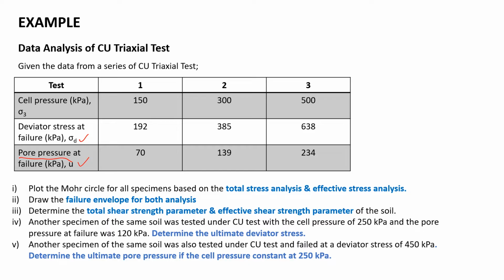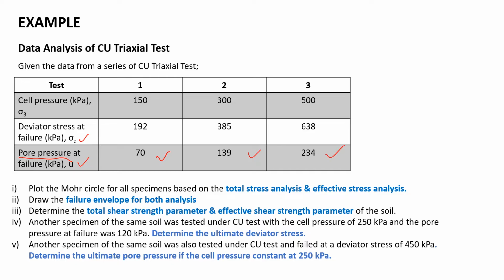So this is the difference with the consolidated drained test. In the consolidated drained or CD test, we don't have any U recorded at the end of the experiment. However, in this consolidated undrained triaxial test, you will have the value of pore water pressure.